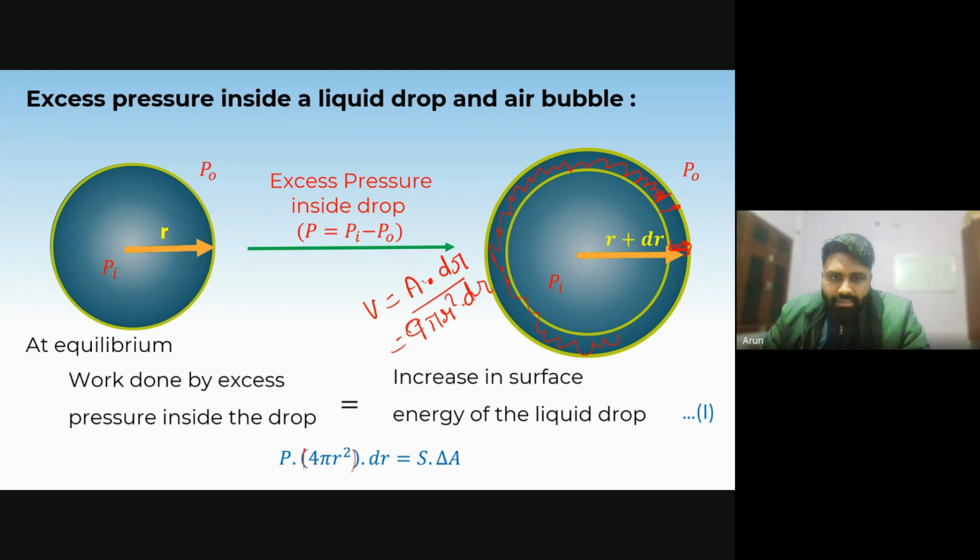Pressure is P. The surface energy, we know, is surface tension into change in area. Because we know that surface energy divided by area, that is surface energy per unit area, gives you surface tension. So from here you can say that surface energy equals surface tension multiplied by area.